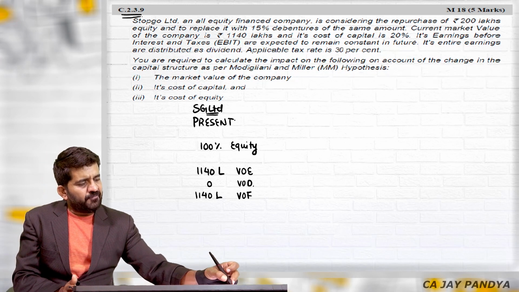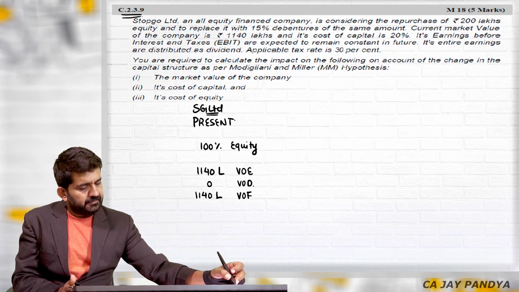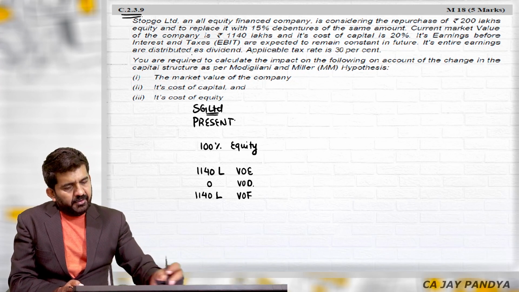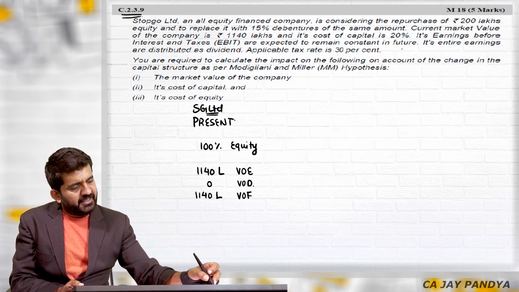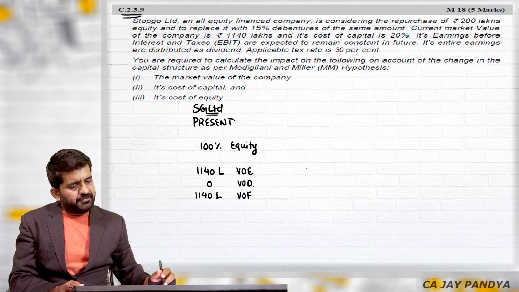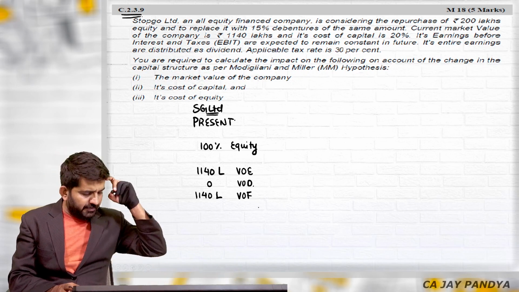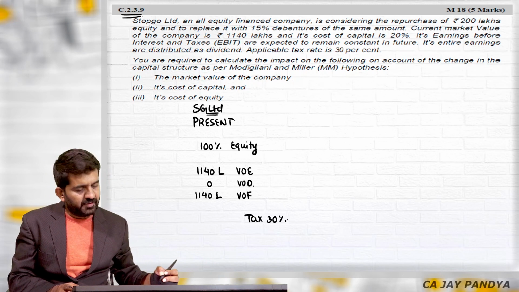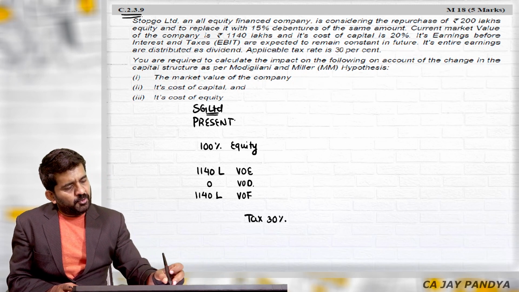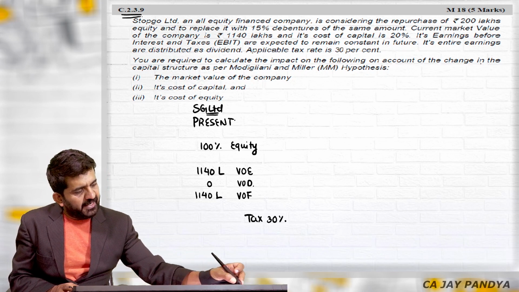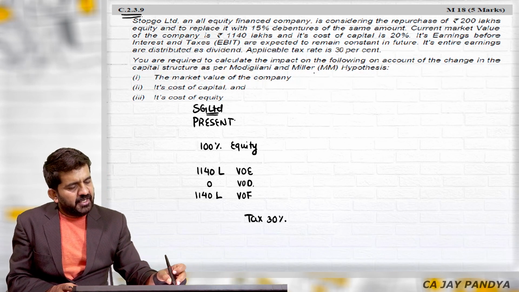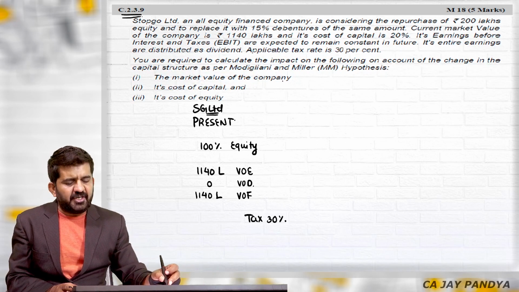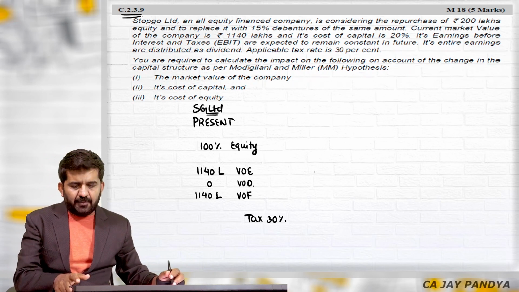And its cost of capital is 20%. Its earnings before interest and taxes are expected to remain the same in future. Its entire earnings are distributed as dividend. Applicable tax rate is 30%. You are required to calculate the impact on account of change in capital structure as per the Modigliani Miller model hypothesis. First, we need to find out the market value of the company if we are proposing this.